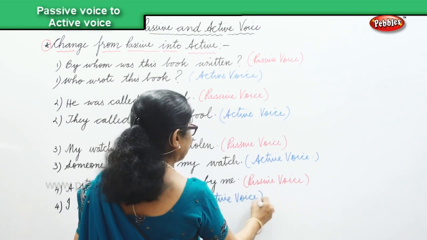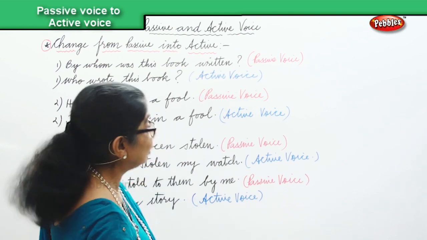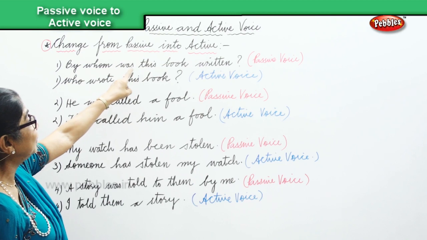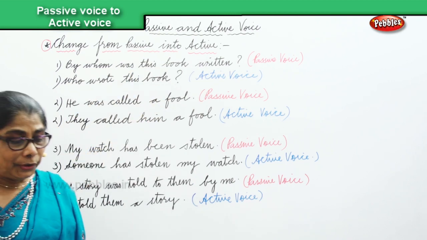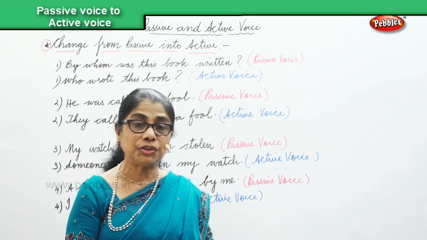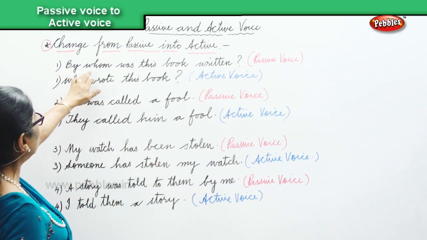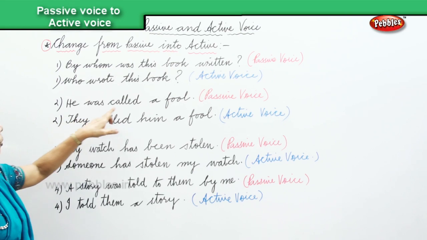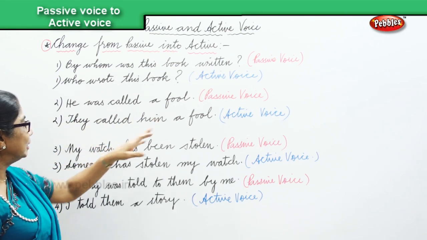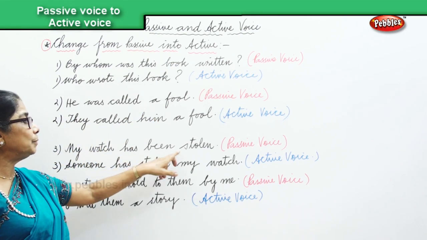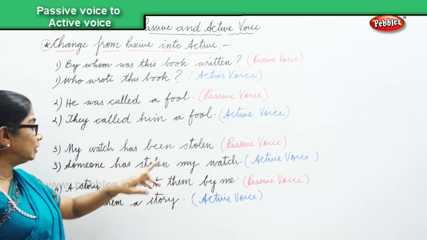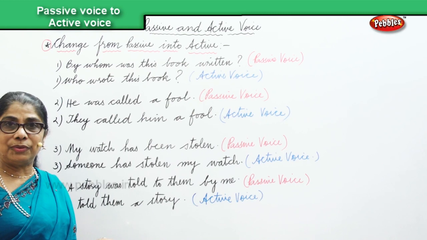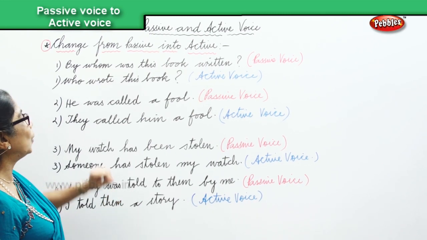Now, in these four sentences, what have we done? We have changed from passive to active. Here, by whom was this book written? Passive voice. He was called a fool. Passive voice. My watch has been stolen. Passive voice. A story was told to them by me. Passive voice. Now, we're changing all into active.